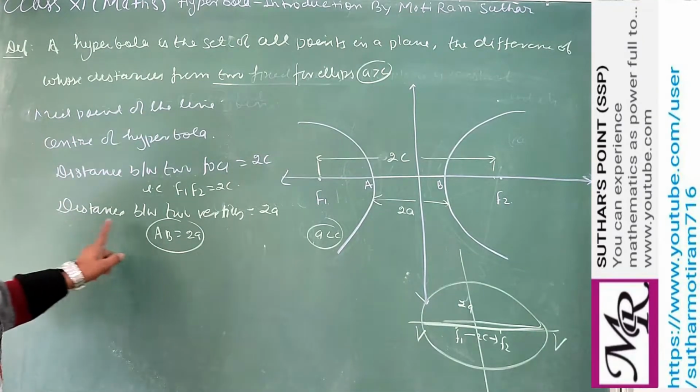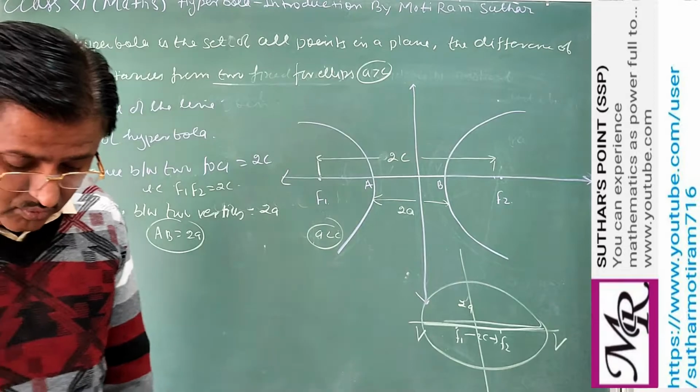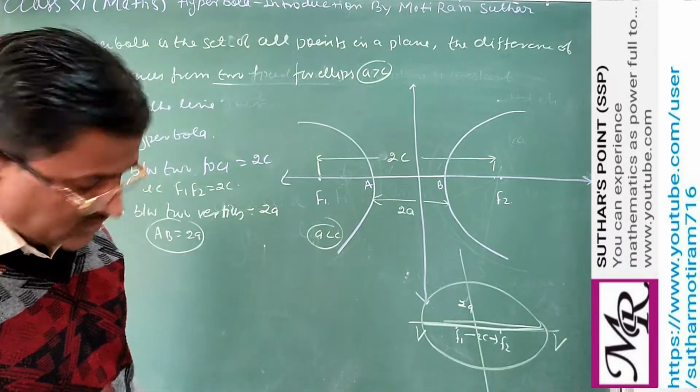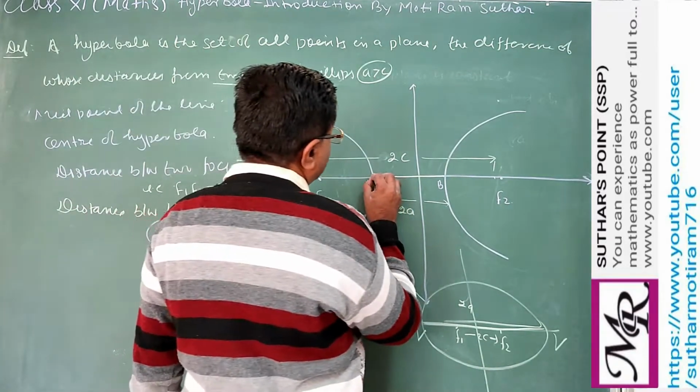So what we can say, the distance between two vertices is 2A. Clear? We define this, and it is also known as the distance AB.